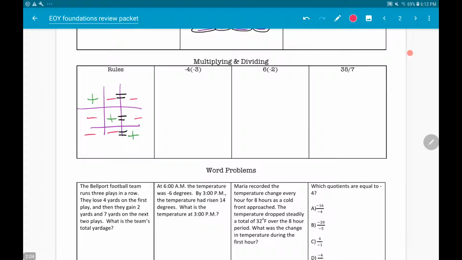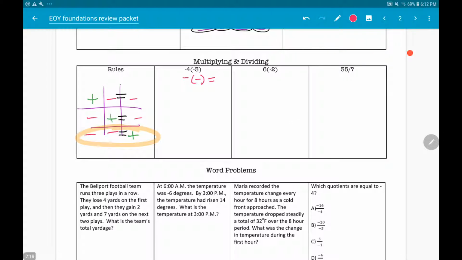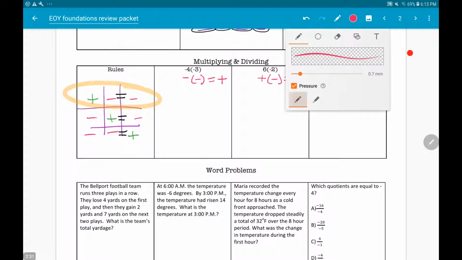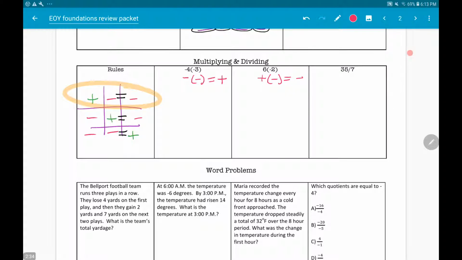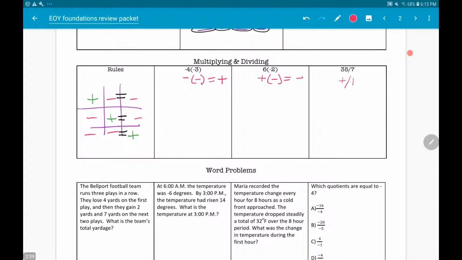Okay, so before I even begin, I can see I have a negative multiplied with a negative. So when I look at my chart, that's here. So that means this answer is going to be a positive number, no matter what I get. This one has a +6 times a -2. I look at my chart. A positive times a negative is going to be a negative answer. And then the last one, I have a positive divided by a positive, and that always remains positive.